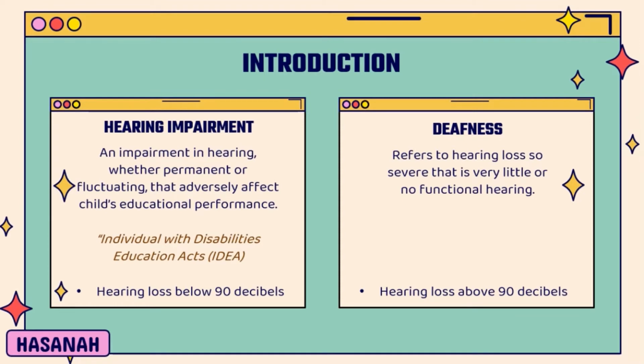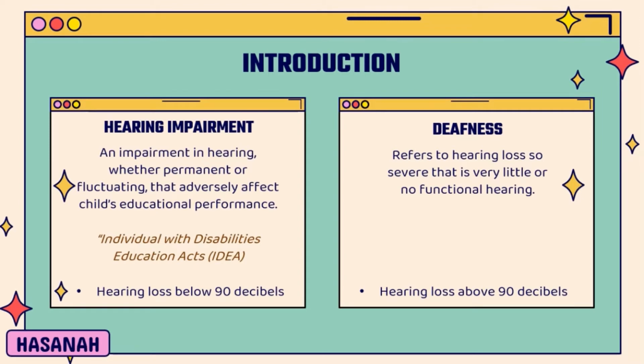The term hearing impairment is used to describe people with any degree of hearing loss from mild to profound, including those who are deaf and those who are hard of hearing. Later I will explain the degrees of hearing loss, like mild and profound. Basically, for hearing impairment, the level of hearing loss is below 90 decibels.